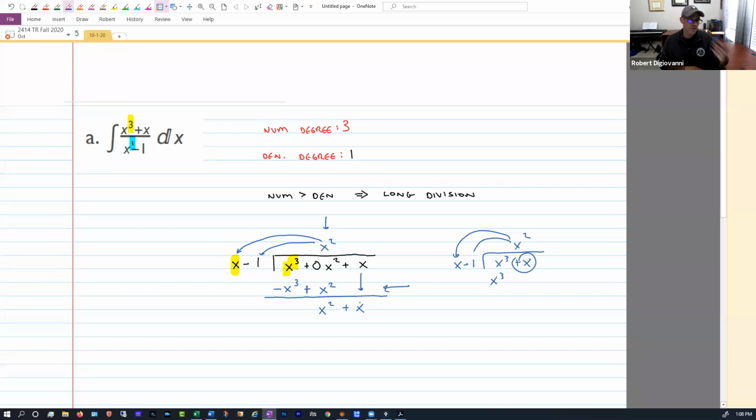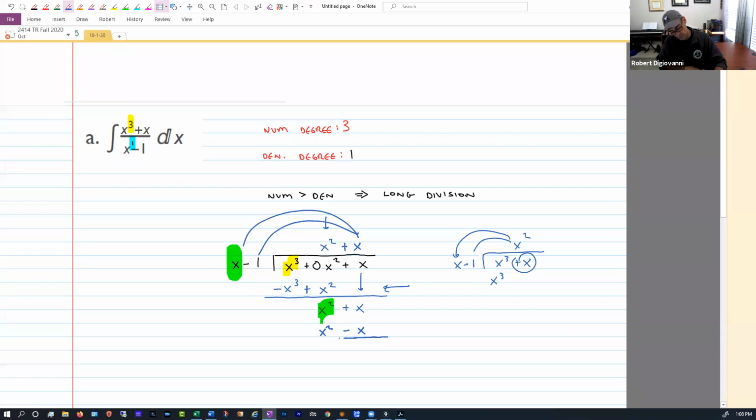And then once we do that, we play the game again. We go back to x, and we ask ourselves, what do we have to multiply x by this time to get x squared? So just x. So we put that up top. And then we do the same thing. We multiply here, we put it underneath, and we subtract. So x times x gives me x squared. x times -1 gives me negative x.